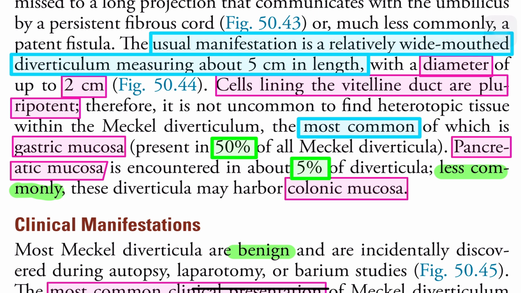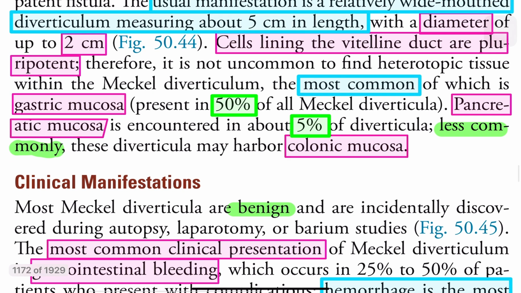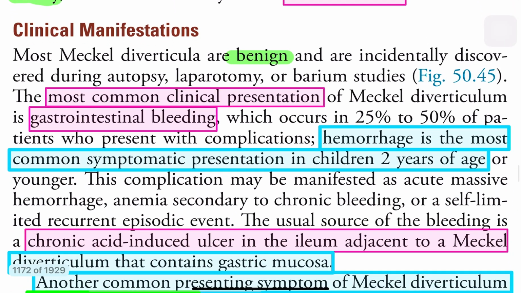The cell lining of the vitelline duct is pluripotent. So the most common cell lining is gastric mucosa, found in more than 50%. The second one is pancreatic mucosa, around 5%. P for 5. And then less commonly colonic mucosa. Most Meckel's diverticula are benign and incidentally discovered. The most common clinical presentation, if they are symptomatic, is gastrointestinal bleeding.